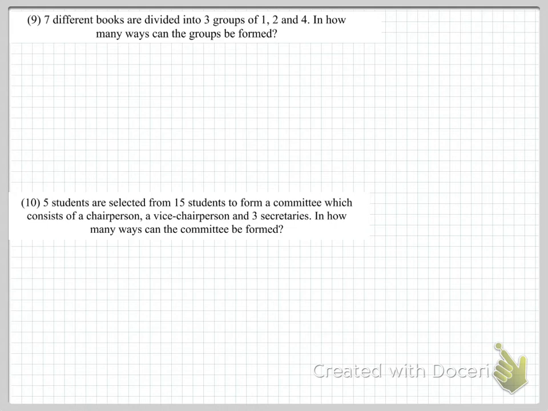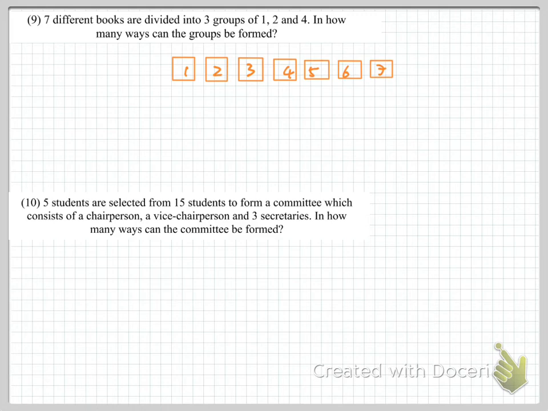Now next up we have question 9. We have 7 different books divided into groups of 1, 2, 4. So we have 7 books. Let's call the 7 books 1 to 7. We have book 1 all the way to book 7. We want to split into 3 groups, 1, 2, and 4.